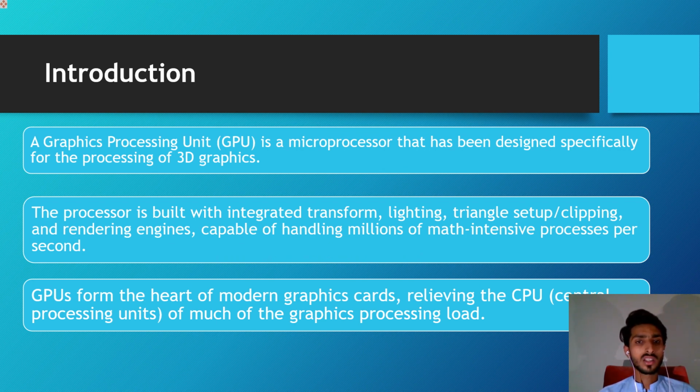Introduction of GPU. A graphic processing unit, GPU, is a microprocessor that has been designed specifically for the processing of 3D graphics. The processor is built with integrated transform, lighting, triangle setup, clipping, and rendering engines capable of handling millions of math-intensive processes per second. GPUs form the heart of modern graphic cards, relieving the CPU, central processing unit, of much of the graphics processing load.